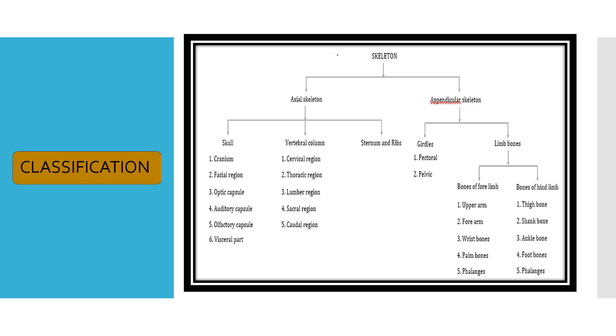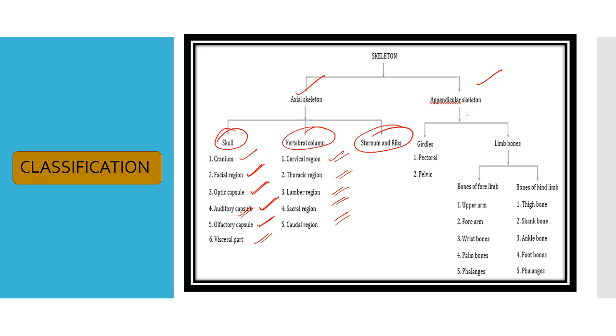Now, skeleton is divided into axial skeleton and appendicular skeleton. Axial skeleton: skull, vertebral column, sternum, and ribs. Skull is further divided into cranium, which is most important, facial regions, optic capsules, auditory capsules, also known as otic capsules, olfactory capsules, and visceral part. The vertebral column includes cervical, thoracic, lumbar, sacral, caudal or coccygeal. Appendicular skeleton includes girdles, pectoral and pelvic, and limb bones, bones of forelimbs and bones of hind limbs.